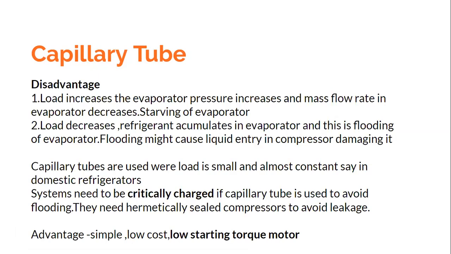So there is no pressure difference, and hence the evaporator is not at a lower pressure. So when you are starting the compressor, the pressure difference, delta P, which the compressor handles initially, is lower. And when the delta P handled by the compressor is lower, the starting torque is lower. So when the starting torque is lower, we can use a motor which has a low starting torque. This becomes an advantage of the capillary tube.